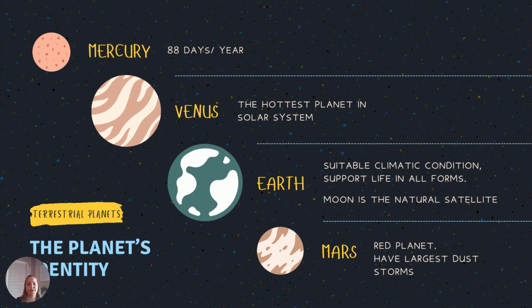Venus is very particular, and it's the hottest planet in our solar system. Although most people think that Mercury is, Venus has a very thick cloud layer that keeps it really, really warm.